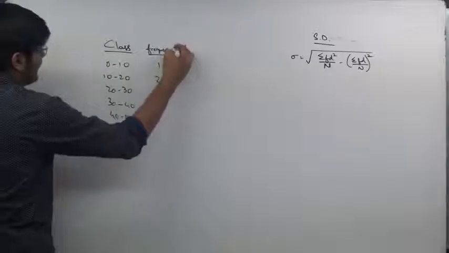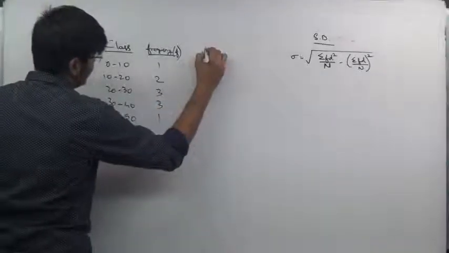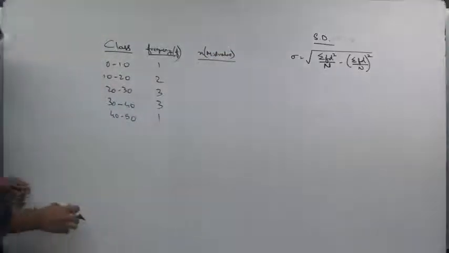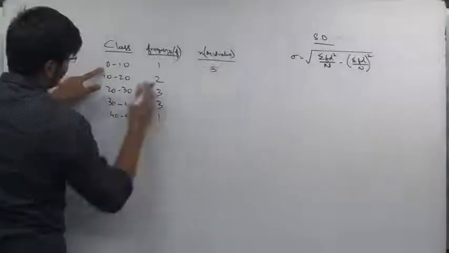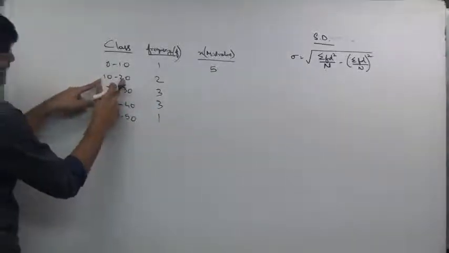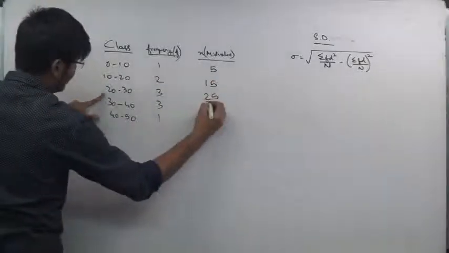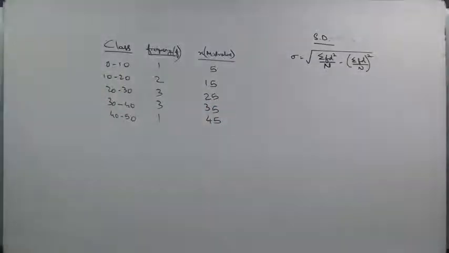So next, f is given. What we need to find here is x. X usually denotes mid value. So 10 plus 0, 10 divided by 2, 5. 10 plus 20, 30 divided by 2, 15. 20 plus 30, 50 divided by 2, 25. Similarly, these. Fine. Keep following whatever I am trying to say.